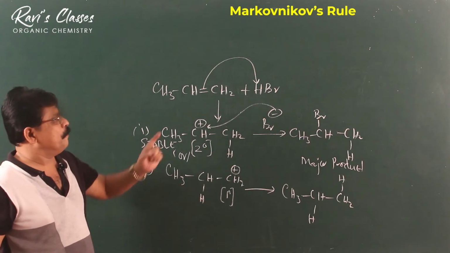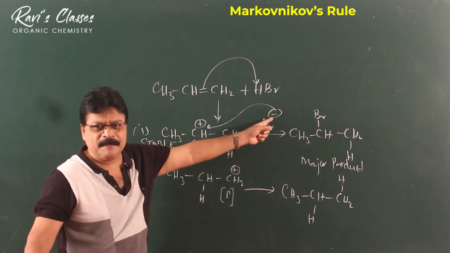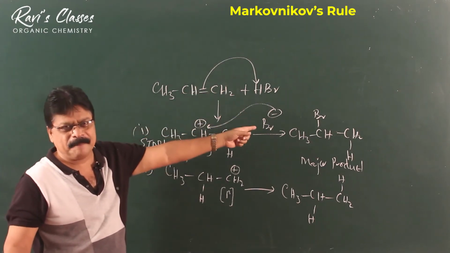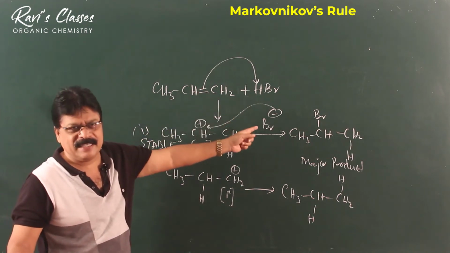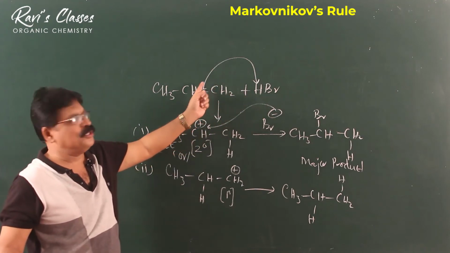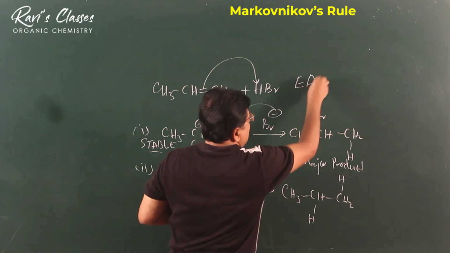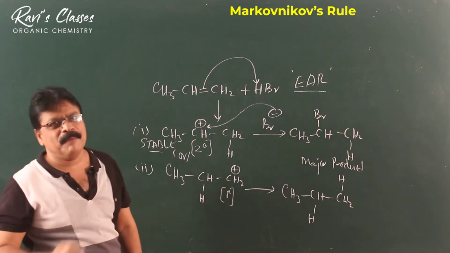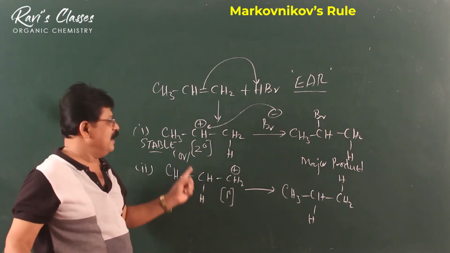Next, number 2. Here, the pi bond is taking up the H plus. So, it is called what? An electrophilic addition reaction. So, alkenes show what kind of reaction? Electrophilic addition reaction, because an electrophile, H plus, is attracted by the double bond. And the electrophilic addition reaction of alkenes is governed by Markovnikov's rule. Markovnikov's rule is based on the formation of the more stable carbocation.